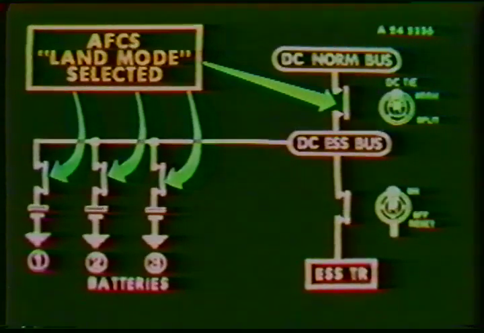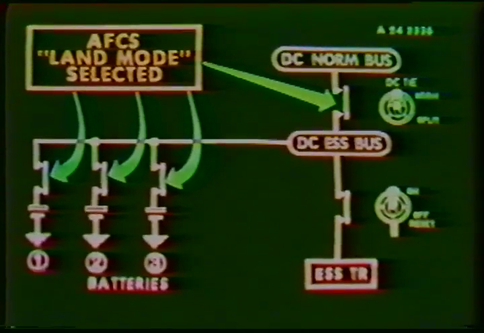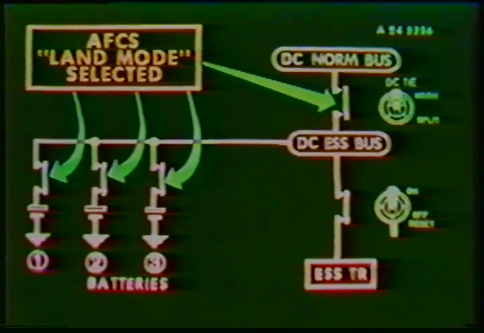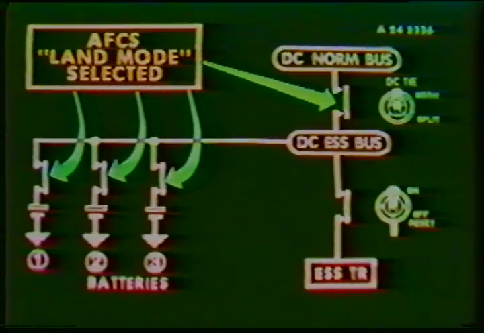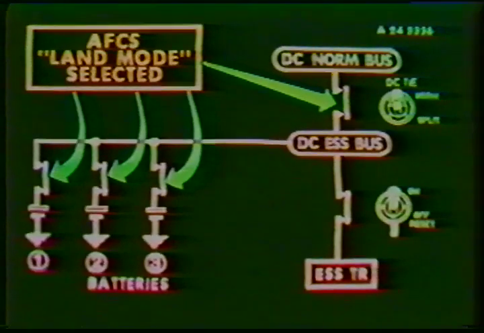When making an approach using the auto flight control system land mode, signals are delivered to the essential system to split the DC normal and DC essential buses and to connect the 3 batteries to the DC essential bus. This will be done automatically, provided the switches are in the normal position.